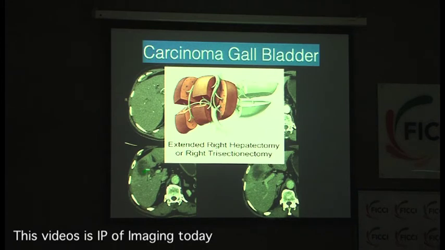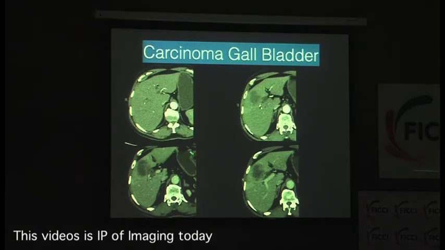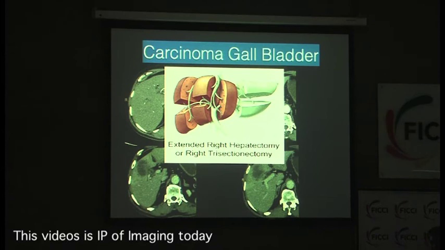Why? Because this is the only part of the liver which is left which doesn't have tumor in it. The right artery is involved, the right vein, portal vein is involved, and this has gone into 4. So you have to remove this part of the liver, and the right artery is involved, so you have to remove this part. So what is left with you? The left lateral segment. So you do an extended right hepatectomy.